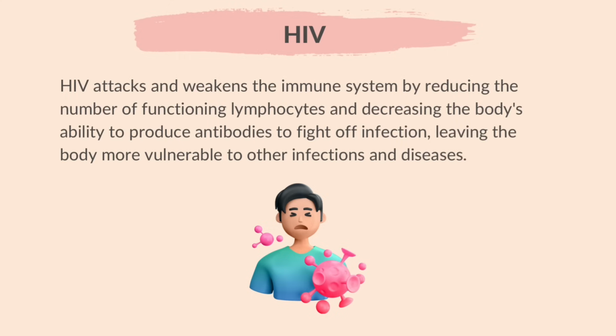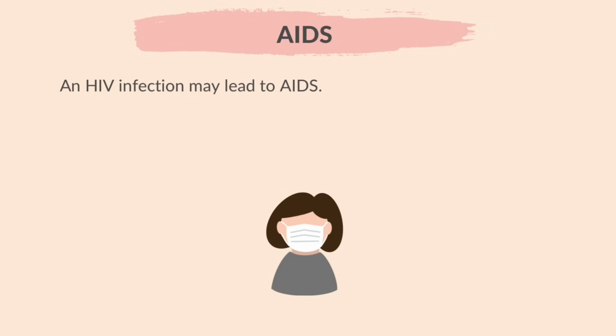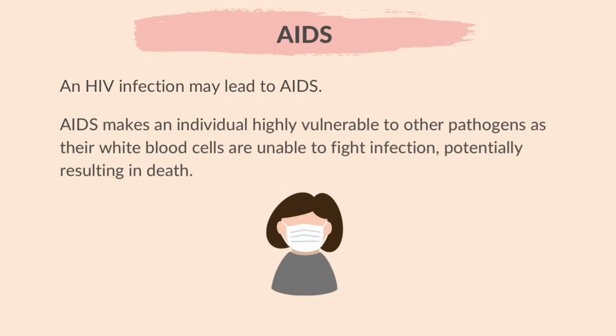HIV attacks and weakens the immune system by reducing the number of functioning lymphocytes and decreasing the body's ability to produce antibodies to fight off infection, leaving the body more vulnerable to other infections and diseases. An HIV infection may lead to AIDS. AIDS, or acquired immunodeficiency syndrome, makes an individual highly vulnerable to other pathogens as their white blood cells are unable to fight infection, potentially resulting in death.